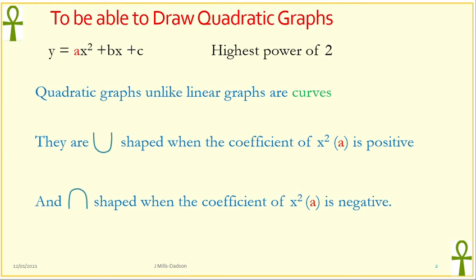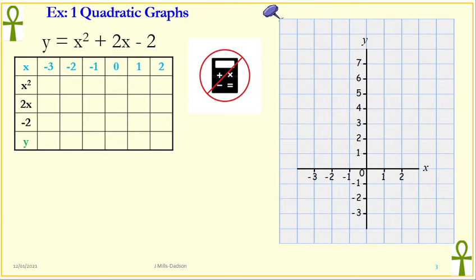So let's look at an example, but first without using a calculator in calculating our values. So we have y equals x squared plus 2x minus 2. And you're supposed to draw the graph on this grid. Normally in an exam, when you get this kind of question, you just create your own x coordinates. From the graph, we have negative 3 to 2. So I have to create my own x coordinates from negative 3 to 2.